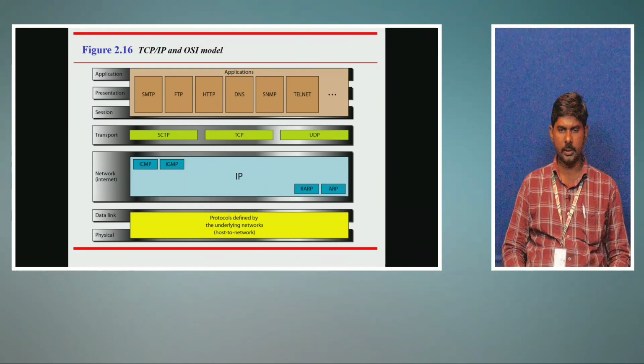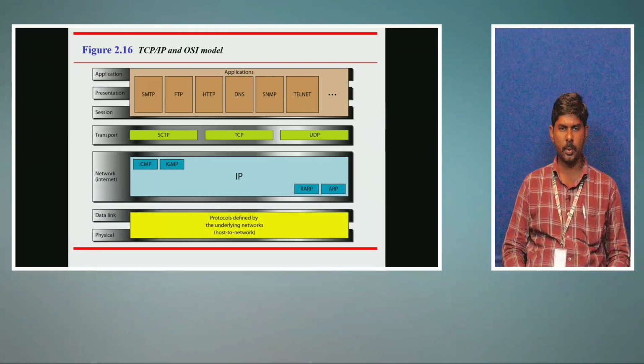Then ARP and RARP: Address Resolution Protocol and Reverse Address Resolution Protocol. If you know the IP address and want to find the physical address, or you know the physical address and want to find the IP address, ARP and RARP are useful for both of these: Address Resolution Protocol and Reverse Address Resolution Protocol.